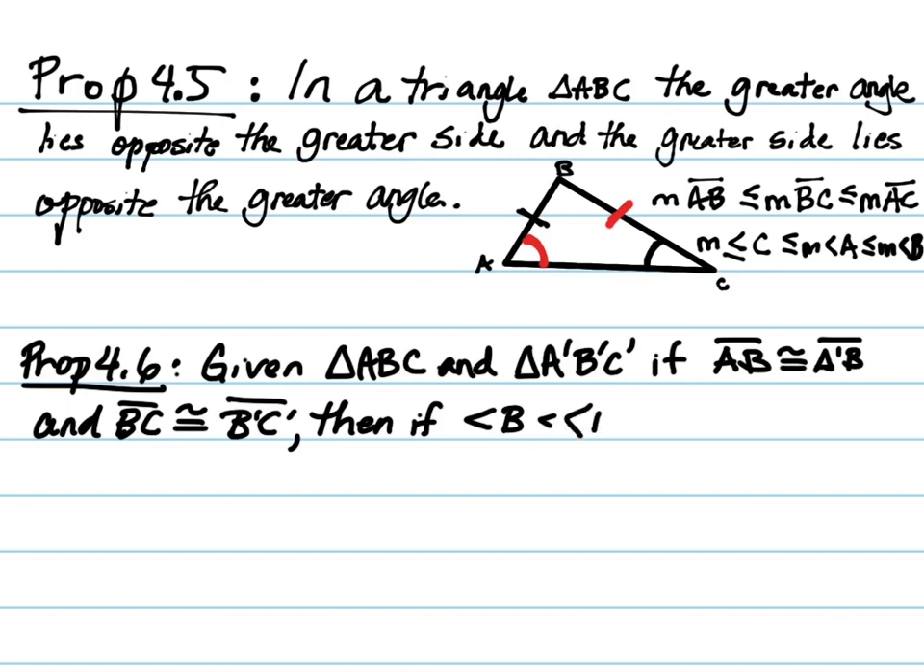Angle B is less than angle B prime, if and only if, there's where my if is, if and only if the measure of side AC is less than the measure, not angle, why did I say angle? Side. The measure of side A prime, C prime. There you go.